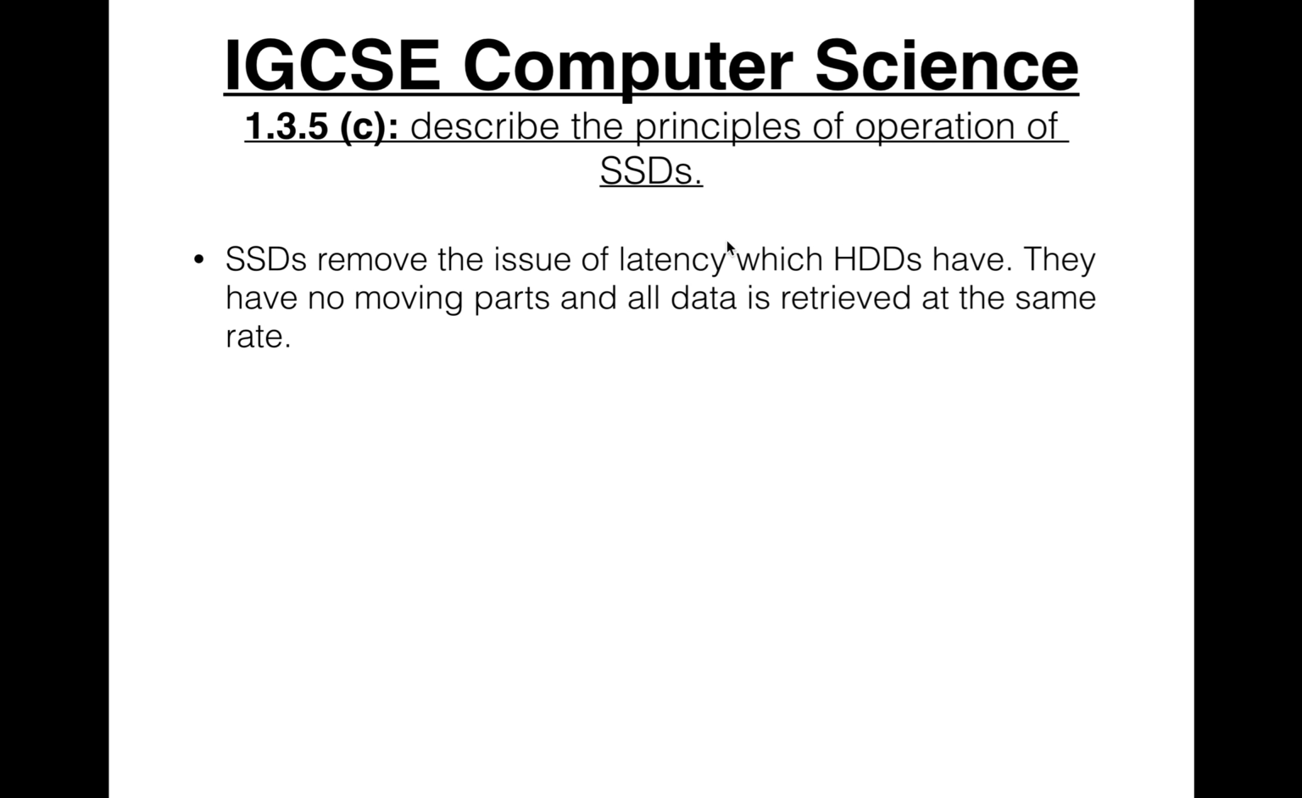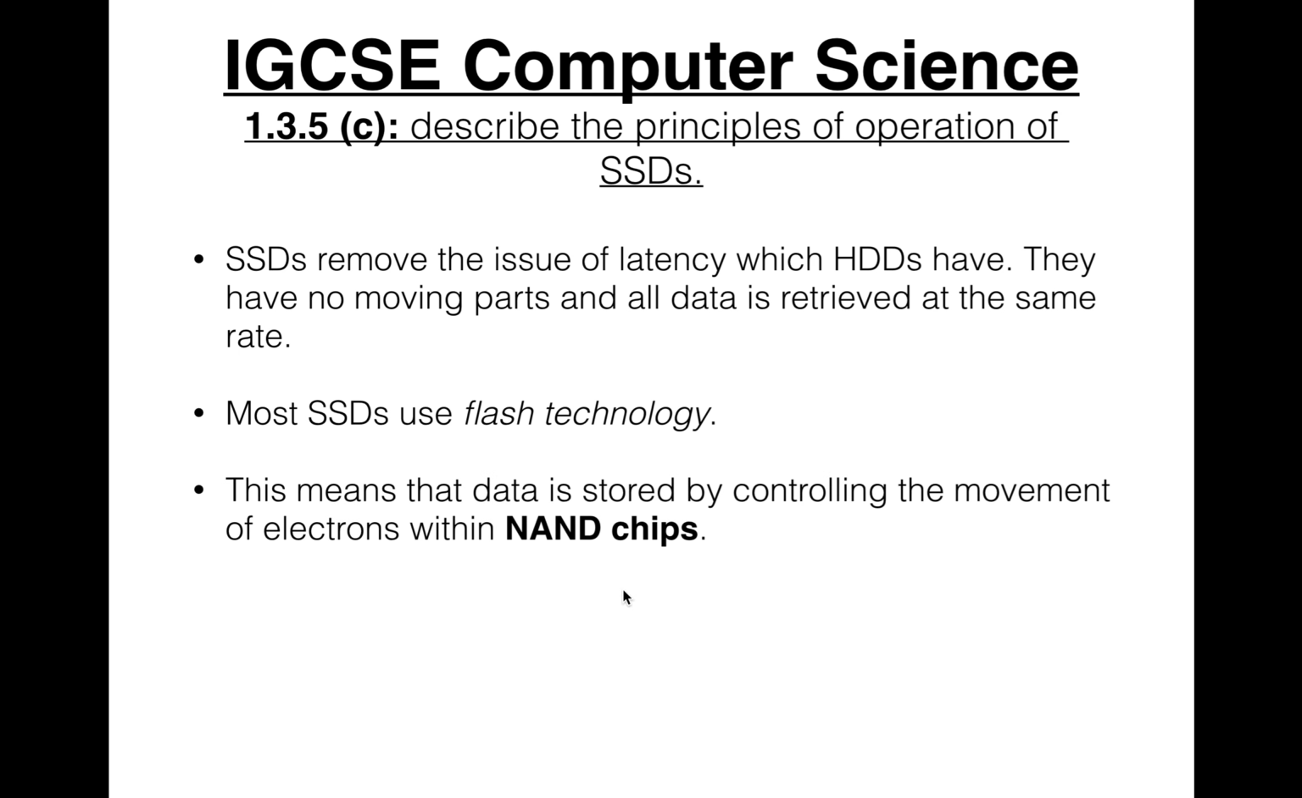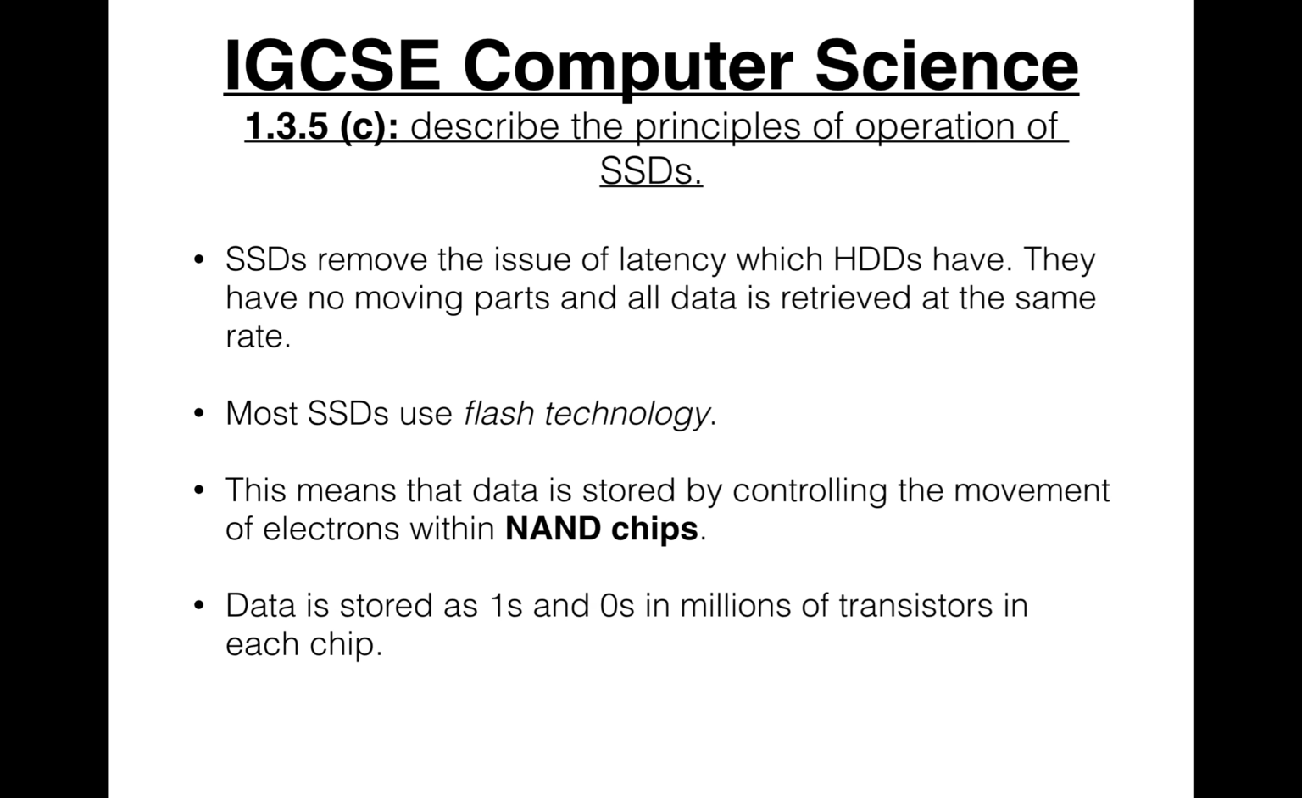solid-state drives remove the issue of latency, which hard disk drives have. And solid-state drives also have no moving parts, and all data is retrieved at the same rate. Most SSDs use flash technology, and what this means is that data is stored by controlling the movement of electrons within NAND chips. You remember the NAND gate, so you can pretty much think of it like that. Data is stored as ones and zeros in millions of transistors in each chip, and this creates non-volatile, rewritable memory.